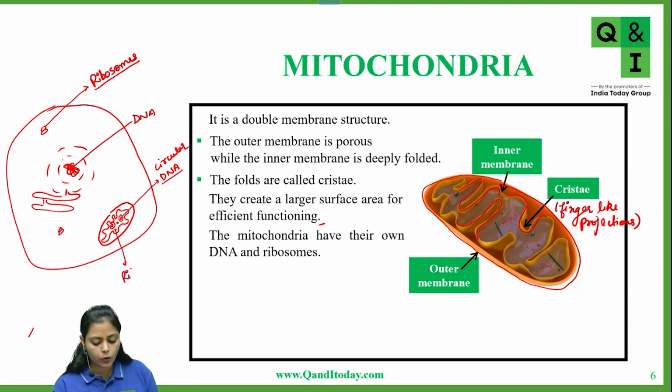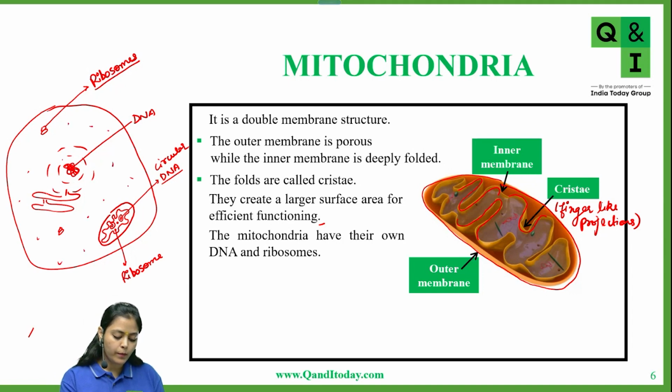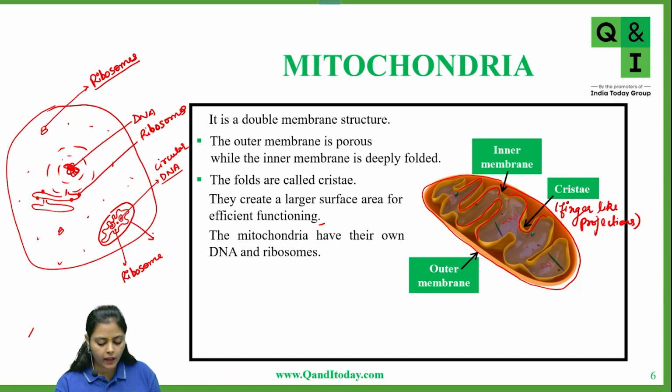So inside the mitochondria, you have ribosomes also present. Now see from here, ribosomes are present in the cell cytoplasm as well. Ribosomes are present on the surface of rough endoplasmic reticulum. These are also ribosomes. Whereas the cell organelle, which is your mitochondria, has its own ribosomes and it also has its own DNA.